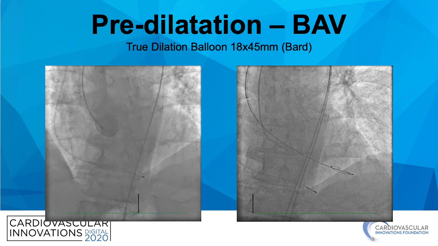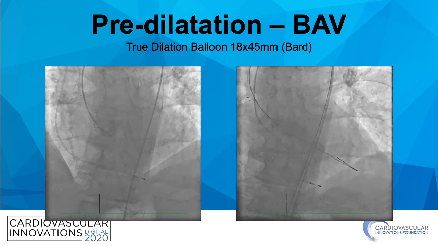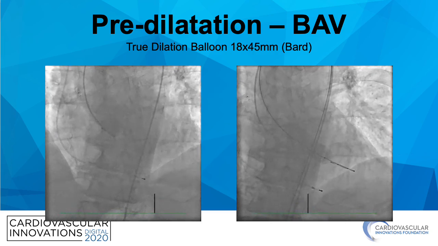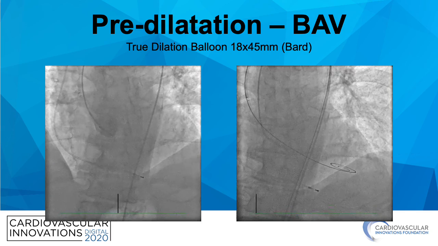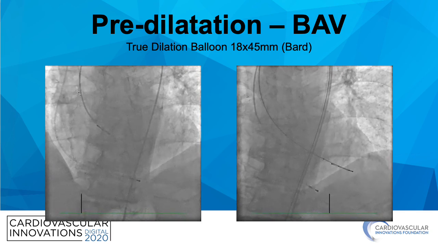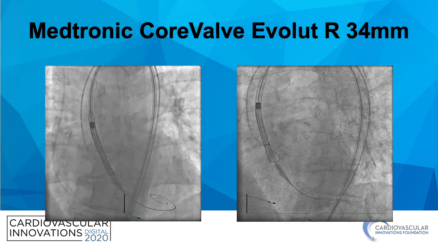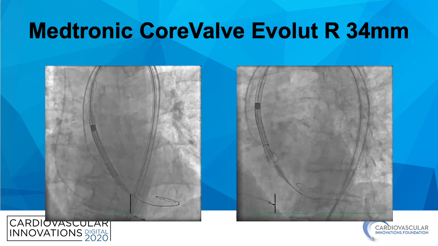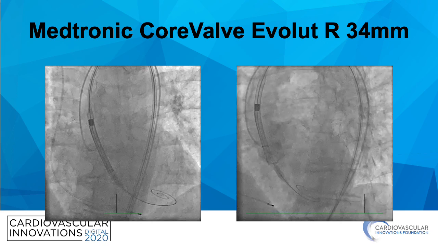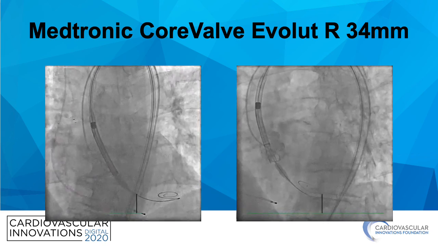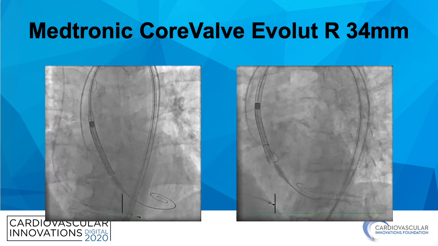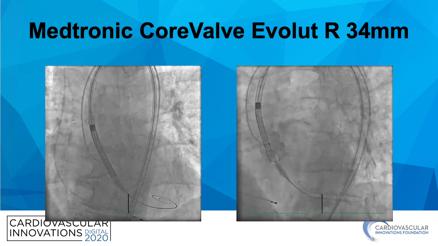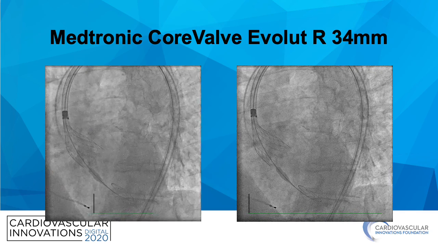Here you can see on the left the baseline aortography that guided the procedure, and to the right you can see the BAV procedure, the pre-dilation, with a True Dilatation balloon 18/45. Here in the left image you can see the positioning of the Medtronic Evolut R 34 millimeter valve, and in the right image you can see the very shallow positioning with the initial deployment of the Evolut R 34 millimeter valve.